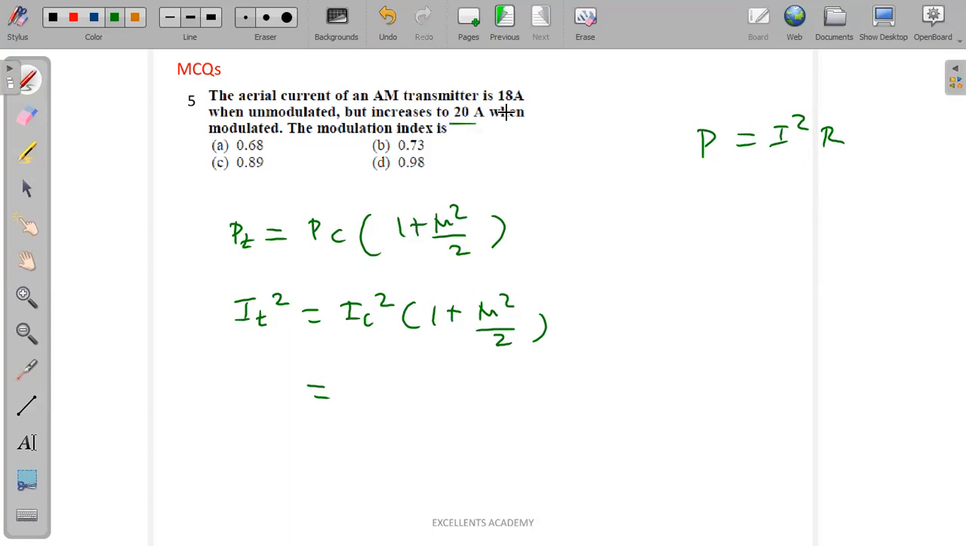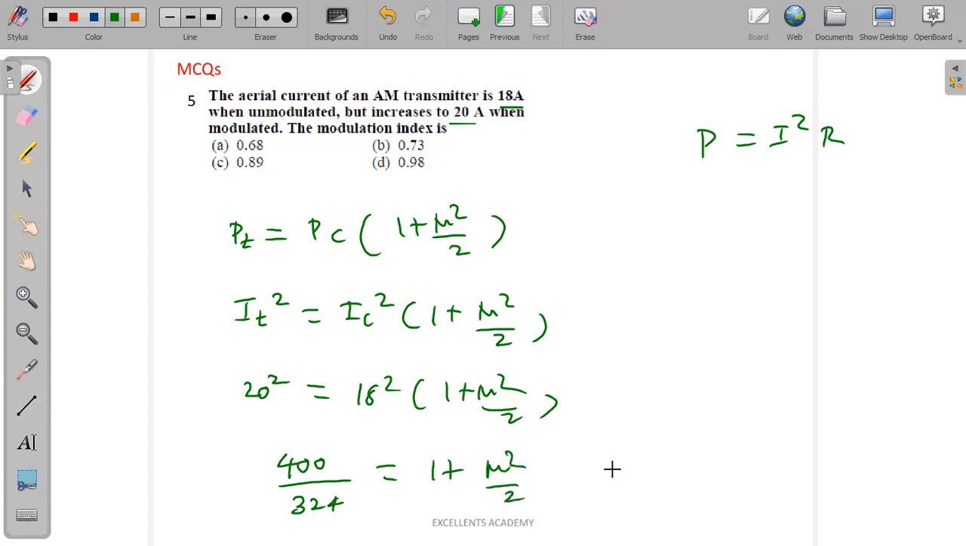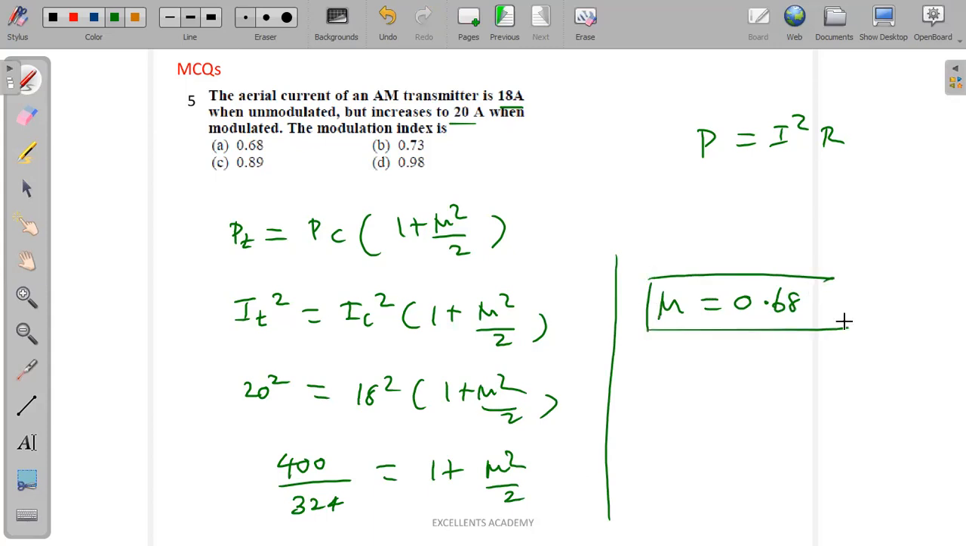So what is given here? Two currents are given: 20 square here and 18 square here, with 1 plus mu square by 2. So 20 square is 400, and bringing 18 square down, 324 is equal to 1 plus mu square by 2. Further simplifying, mu square by 2 is equal to the ratio minus 1, and taking the square root, mu is 0.68. So mu is nothing but 0.68.